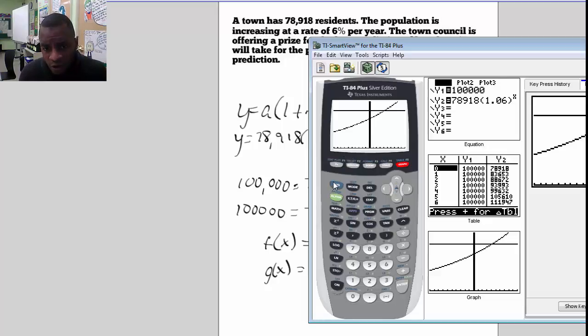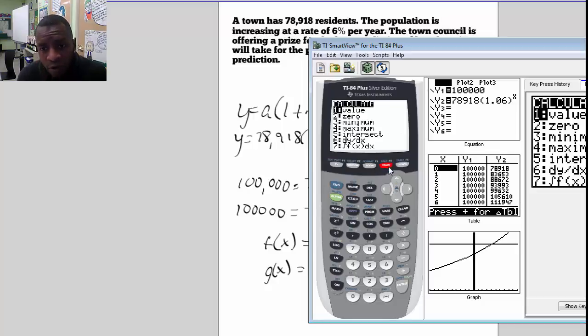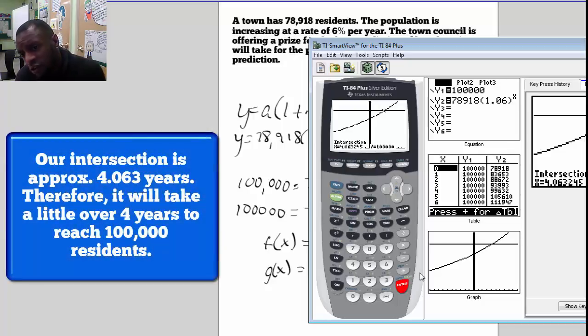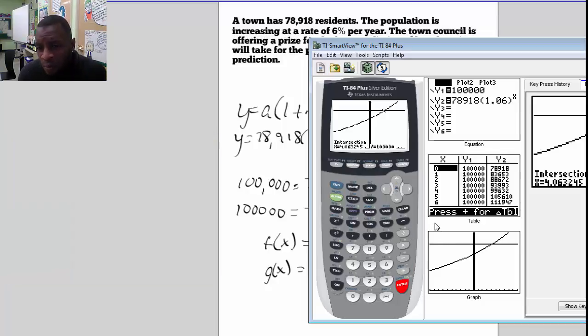And so again, we want to find the intersection so that we can find out how many years. So let's press second trace to get to our calculate function menu. And then we want to press 5 for intersect. Pick your first curve, your second curve, make your guess. And then we see that our intersection is at 4.063245. So it's going to take a little over 4 years.